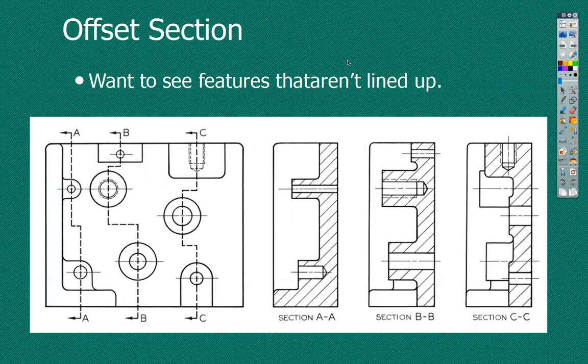So then we have offset sections. Sometimes we have multiple features and we want to see what's going on, but they're not lined up. So we can do an offset section. Now our cutting plane line can come down, jog over, and go through something else, and then get the section showing those two things that it's going through.